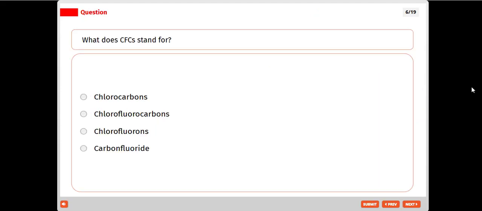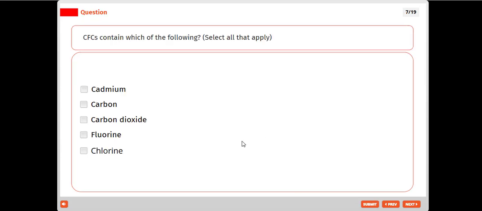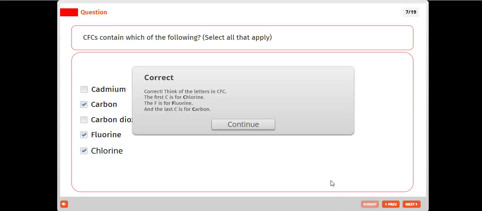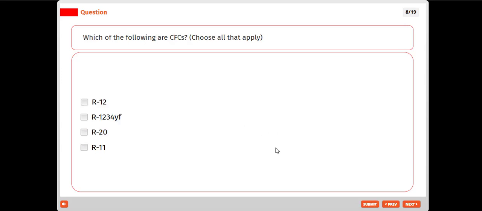What does CFC stand for? Chlorocarbon, fluorocarbon. Okay, I think this one is chlorofluorocarbon. Let's submit and see. Yes, it's correct. Okay, CFC contain which of the following? Select all that apply. CFC contains carbon, fluorine, and chlorine. Yeah, correct. Which of the following are CFC? Choose all that apply: R12 and R11.